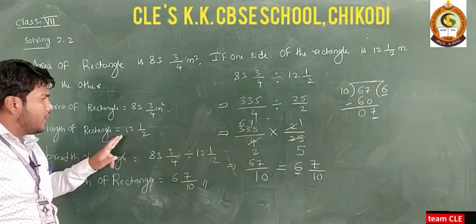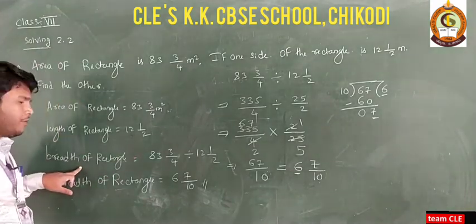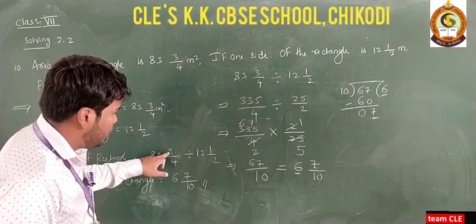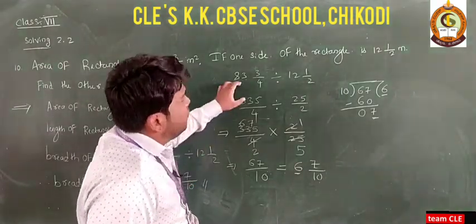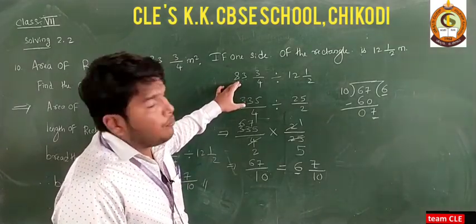And the length of the rectangle is 12 integer 1 by 2. They are told to find the breadth of the rectangle. The breadth of the rectangle they need to find means 83 integer 3 by 4. You have to divide with 12 integer 1 by 2. This is in the form of a mixed fraction. You have to convert it in the form of an improper fraction.